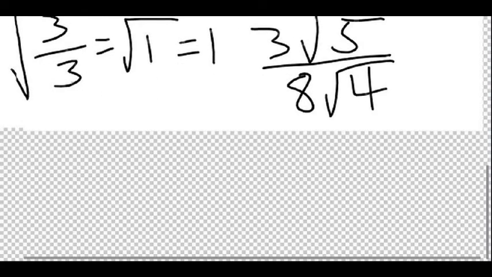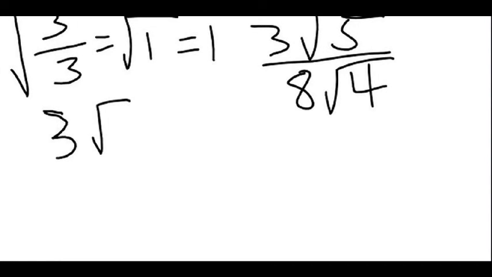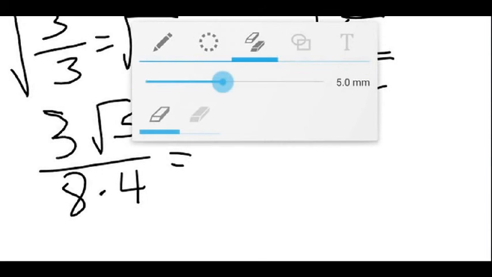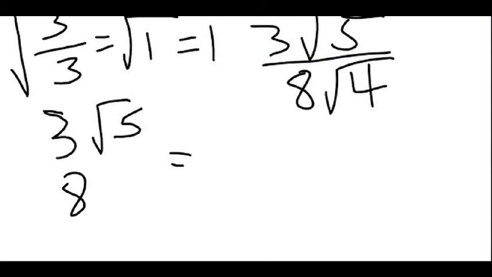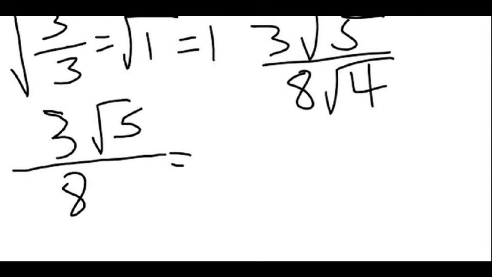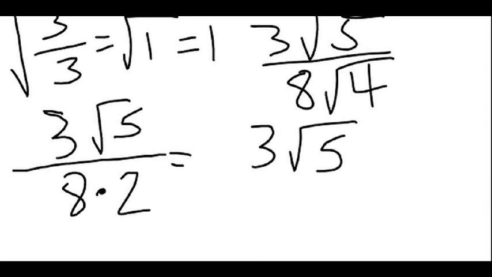Now we know the square root of 4 is 2, like we did earlier. So I'm going to rewrite this as 3 radical 5 divided by 8 times 4. Whoops, not 4. I made a little bit of a mistake there. 3 radical 5 divided by 8 times 2. And so we're left with 3 radical 5 divided by 16. And this is our final answer.